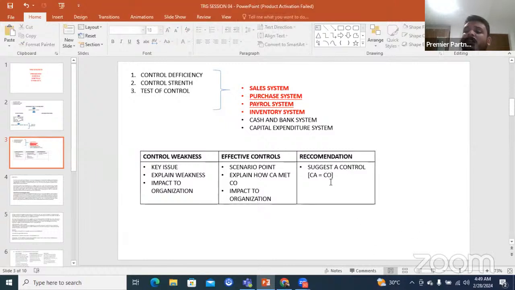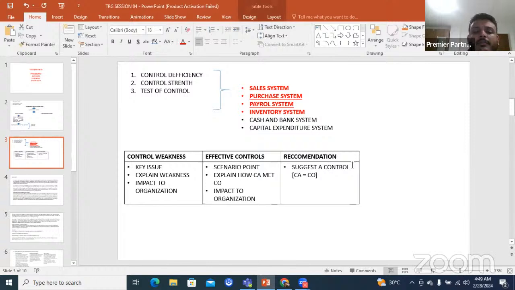So recommendation means don't think about how to write procedure. Sir, I don't know how to write. It is very simple. Suggest a proper control that resolves the problem here. You are telling a weakness was there. What is weakness? Control activity did not meet control objective, which means controls are not sufficient to prevent, detect, and correct misstatements. So now we're going to suggest a control. That suggestion is known as recommendation.